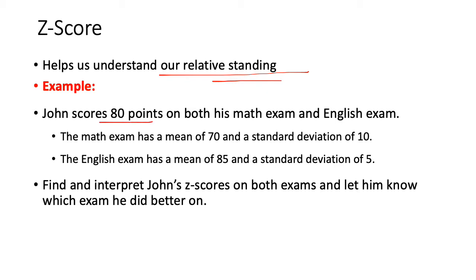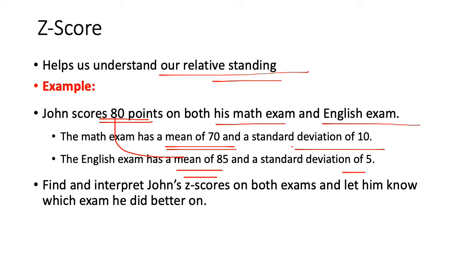John scores 80 points on both his math exam and English exam. The math exam has a mean of 70 and a standard deviation of 10. So just by looking at this mean, what we notice is that he scored a little bit above the average in this case. In the English exam, the mean was 85, and in this case, we can see that his score of 80 is slightly below the 85 average. But here the standard deviation is 5.